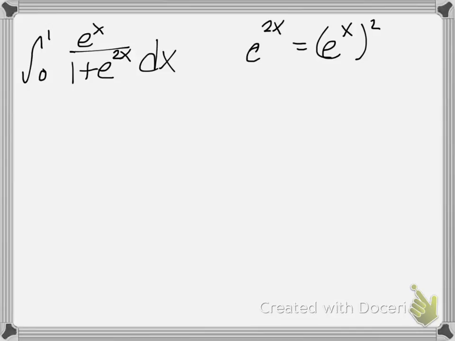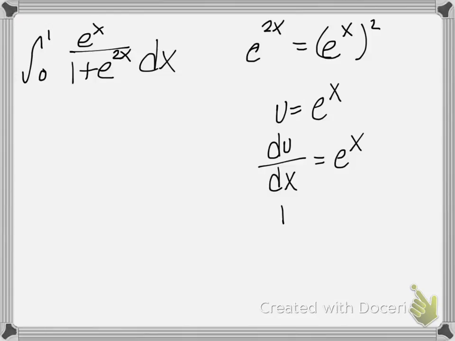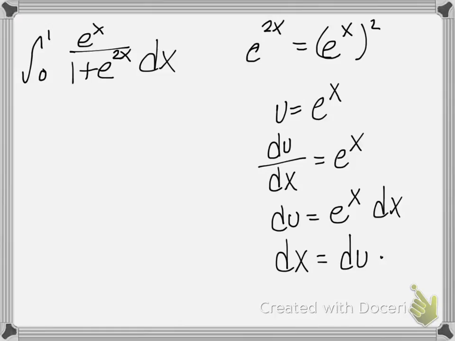So let's just let u equal e to the x, and the derivative of e to the x is just e to the x. So du is going to be equal to e to the x dx, and dx is going to be equal to du times 1 over e to the x. Alright, so now we can go through and make our substitutions.